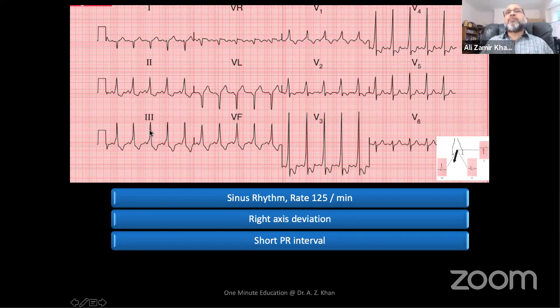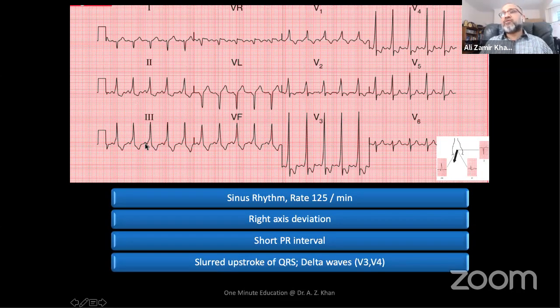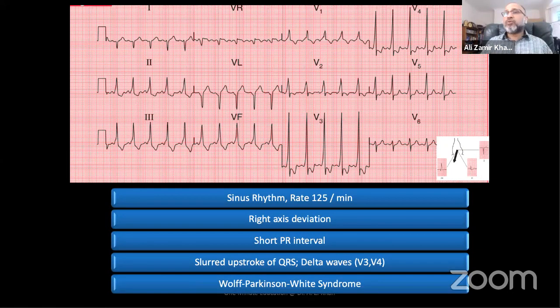This thing going upwards, this curve of this ECG going upwards is called a delta wave. Okay, this slurred uptake is called a delta wave. And you can see this in III. You can see this even here in V4. You can see this in V3. This upward slant is very classical. This ECG is kept in the exam, okay? And this usually suggests a WPW, Wolff-Parkinson-White syndrome.